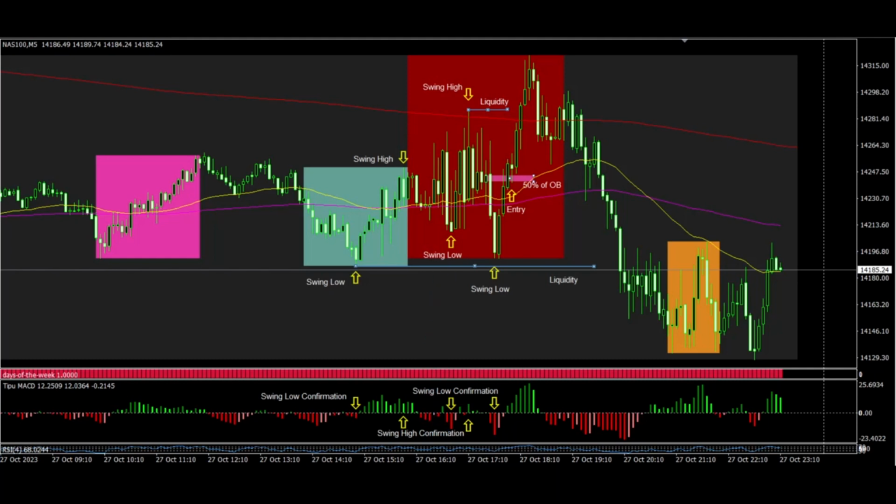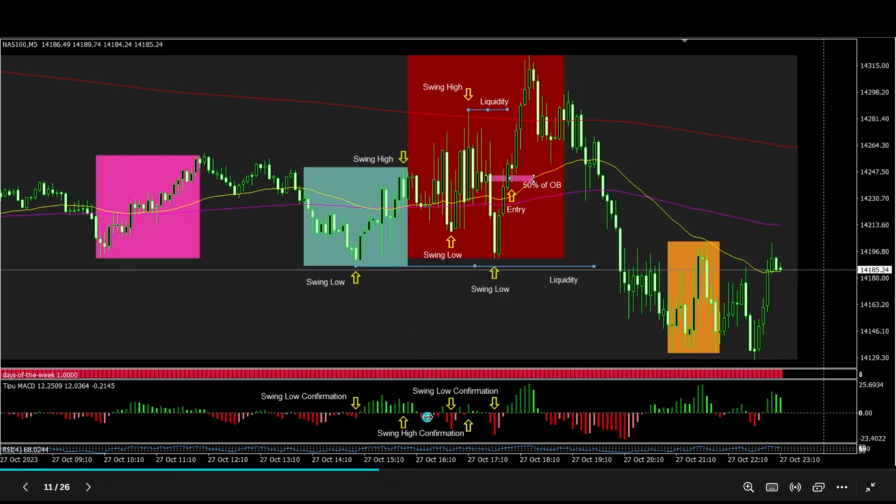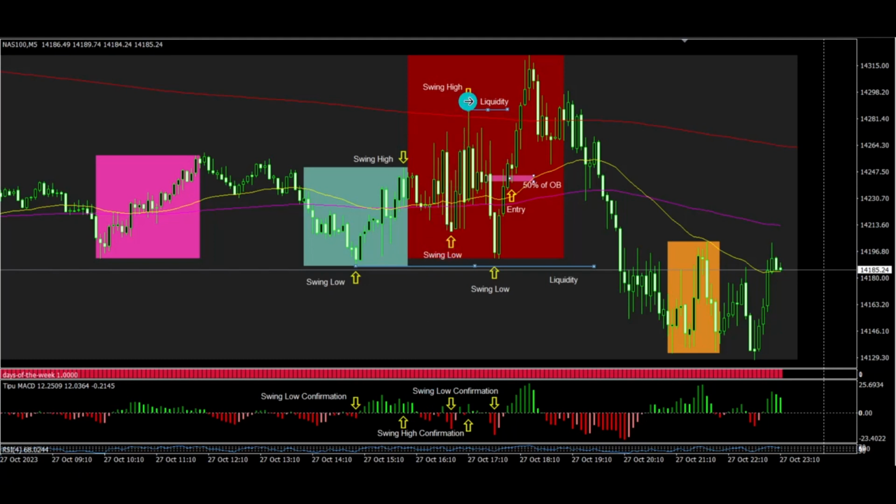Also, if we look at this one, it has a candle to the left that is lower, a candle to the right that is lower. But if we look on the MACD histogram, this bar is red. This is how you can tell which candles are actually true swing highs or swing lows.